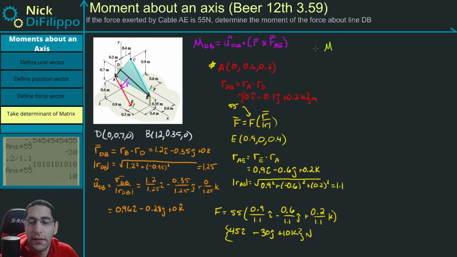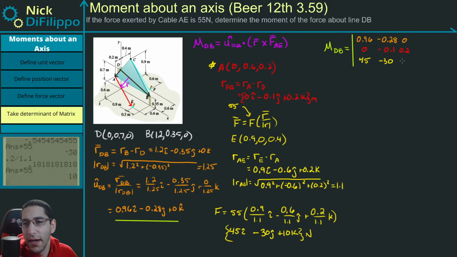So for this matrix, the moment about dB is equal to, I need a matrix where my first row becomes my position vector. So this is going to be 0.96, minus 0.28, and 0. My second row becomes my position vector dE. So I have 0, I have minus 0.1, and I have 0.2. My third row becomes my force. So I have 45, I have minus 30, and I have 10.